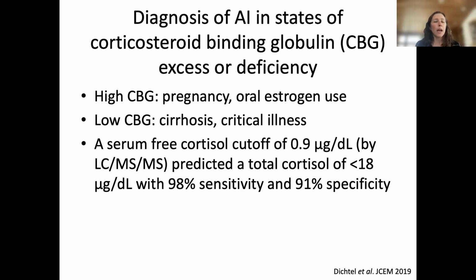Work by our group has shown that a serum free cortisol level of 0.9 micrograms per deciliter by liquid chromatography tandem mass spectrometry predicted a total cortisol of less than 18 micrograms per deciliter with 98% sensitivity and 91% specificity. So you can consider sending free cortisol levels in addition to total cortisol levels during a cosyntropin stimulation test if you're concerned about altered CBG levels in your patient.